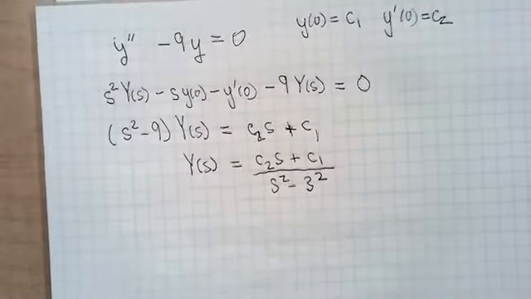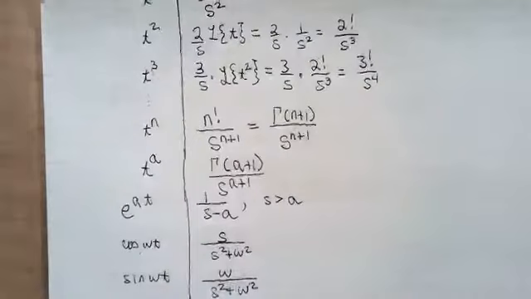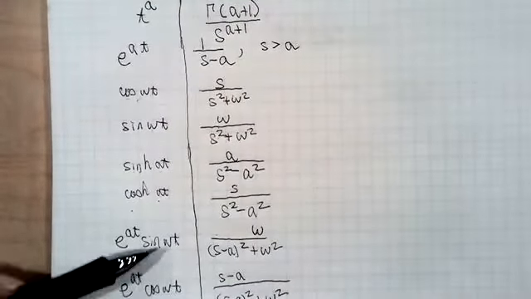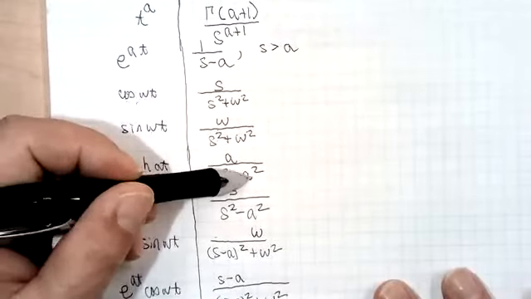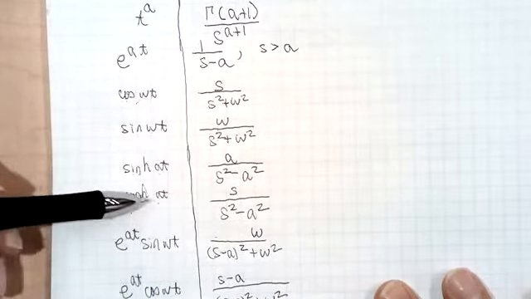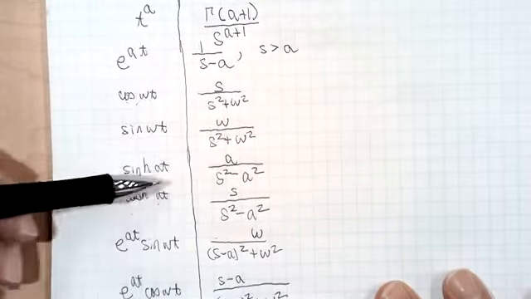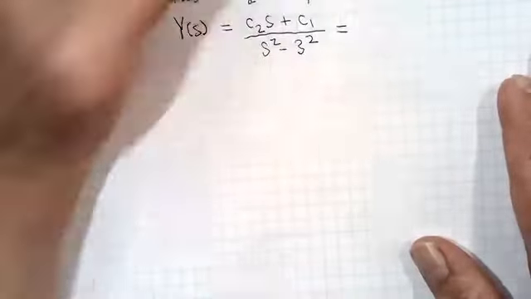And then the final step, as usual, is we go shopping in the list of transforms. Do we have anything that looks like a difference of squares in the denominator? Well, we sure do, sinh and cosh, right? So s squared minus a squared on the bottom, for both of those. If you have s in the numerator, that came from cosh at. If you have a in the numerator, that came from sinh at. So we're going to want to do something very much like what we did for sine and cosine.